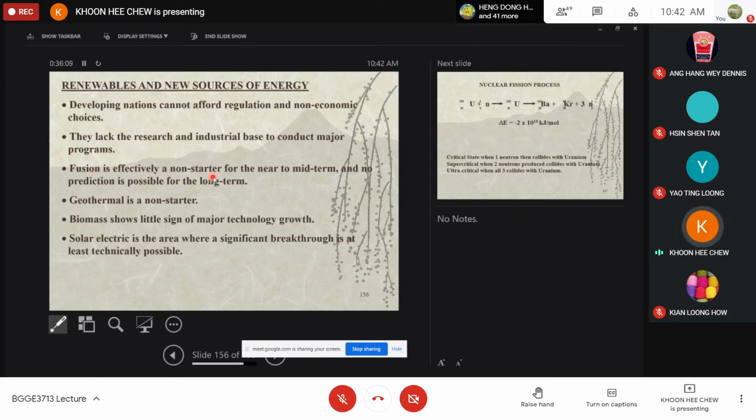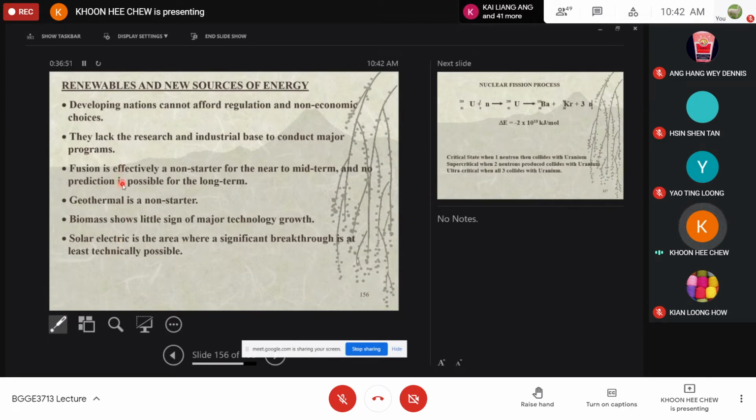Fusion is effectively a non-starter for the near to mid term, and no prediction is possible for the long term. This is talking about nuclear technology. Currently the technology that we use for nuclear is fission. FISSION. Fusion is another type. Yeah, and geothermal is a non-starter. Biomass shows little sign of major technology growth because the amount of biomass is also not high. Solar electric is the area where a significant breakthrough is at least a technical possibility. Okay, it's at least a technical possibility. So that means that for solar energy, there is a high chance that it will have a breakthrough in the near term. Okay, so this is the new source of energy.